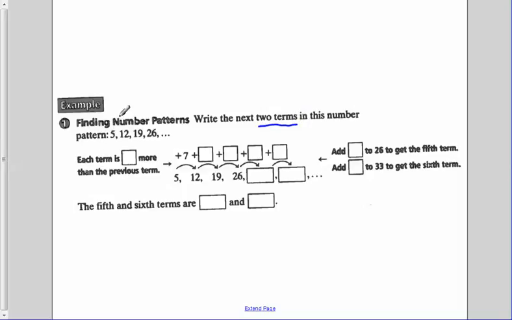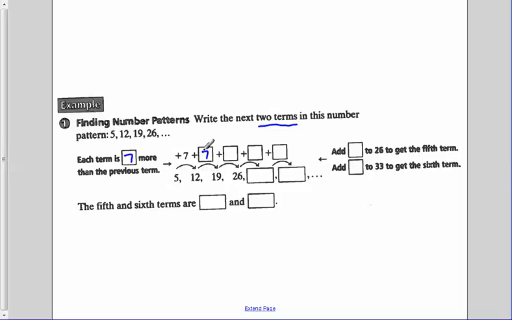We have to look at, well, what is the difference between 5 and 12? And not all of them are going to be as simple as saying you add or you have to subtract. But in this case, we add 7 to get to 12. So 5 plus 7 is 12, and then 12 plus 7 is 19. 19 plus 7 is 26. So each term is 7 more than the previous.